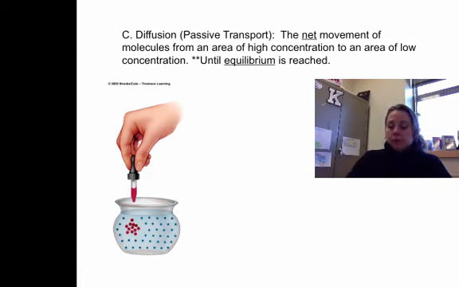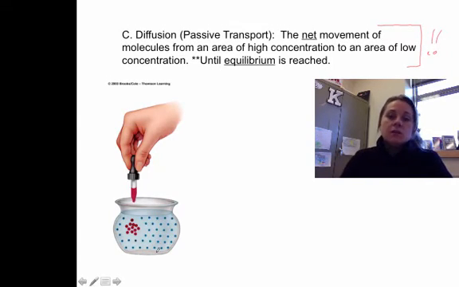So diffusion, this definition is key. This is going to be our working definition. You're really going to have to understand this, and we're going to do a lot of really awesome labs that are going to showcase this. All diffusion is the net movement, so net overall, right? So overall movement of molecules from an area of high concentration, where there's a lot of them, to an area of low concentration.